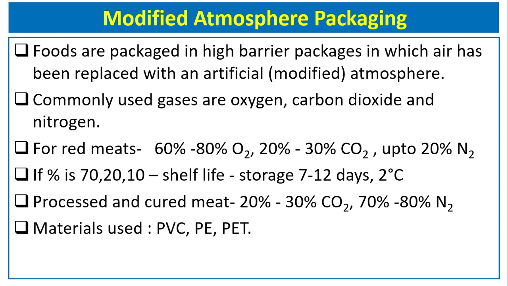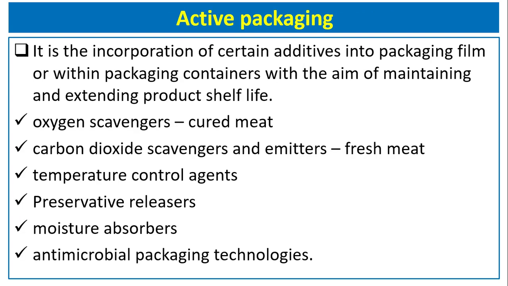Modified atmosphere packaging. Foods are packaged in higher barrier packages in which air has been replaced with an artificial atmosphere. Commonly used gases are oxygen, carbon dioxide and nitrogen. For red meats, 60 to 80% of oxygen, 20 to 30% of carbon dioxide, up to 20% of nitrogen. If the percentage is 70, 20 and 10, shelf life storage is 7 to 12 days at 2 degrees Celsius. For processed and cured meat, 20% to 30% of carbon dioxide is used, 70% to 80% of nitrogen is also used. Materials used for this purpose are PVC, PE and PT.